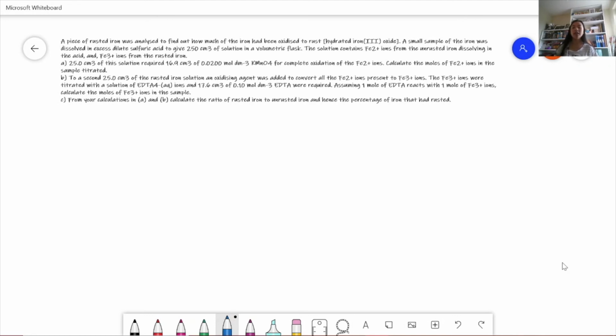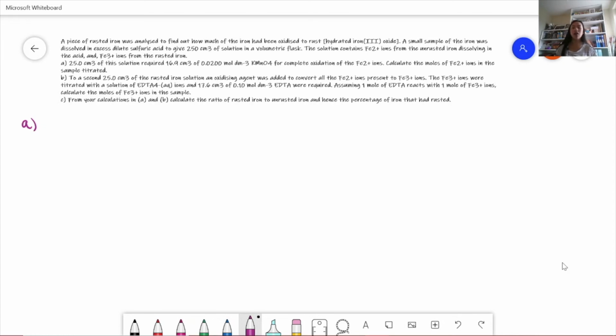For A, 25 cm³ of this solution requires 16.9 cm³ of 0.02 mol per dm³ of potassium manganate for complete oxidation of the Fe2+ ions. Calculate the moles of Fe2+ ions in the sample titrated. So what we do is we think about how manganate reacts with Fe2+ ions. So manganate ions oxidize Fe2+ ions to Fe3+ ions.